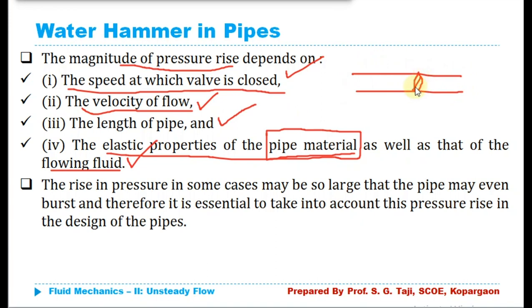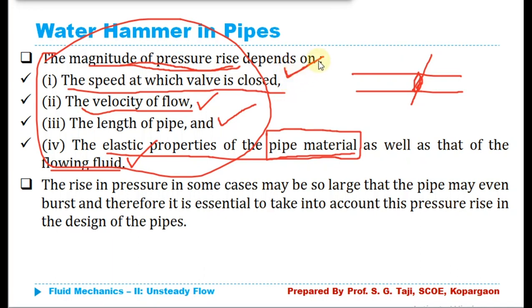So at those points your pipe may burst due to this water hammer effect, or due to the sudden rise of water. Obviously those factors play an important role when considering the magnitude of pressure rise. And as it has many adverse impacts on the pipes, on the pipe material, and on the flowing condition, we need to avoid this. So what can we do to avoid or minimize it? The first thing is the speed at which the valve is closed.